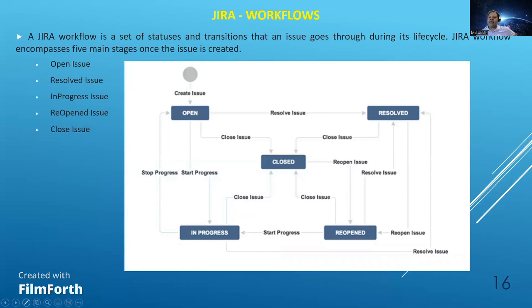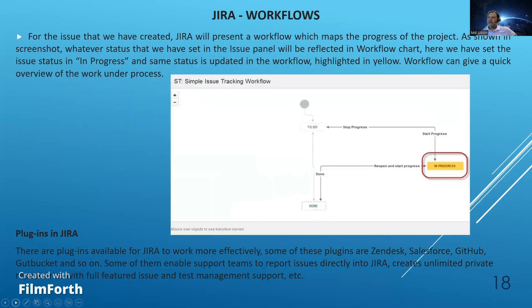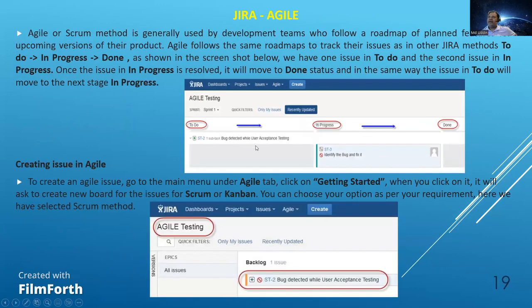These are nothing but the same thing you are reading, whatever you did in the SDLC bug lifecycle. This is a different transition to the Jira software, how they do it. So the Agile Scrum method is generally used by development teams to follow a roadmap to plan features for upcoming versions of their product. And Agile follows the same roadmap to track their issues in Jira: to do, in progress, done. So this is the method.